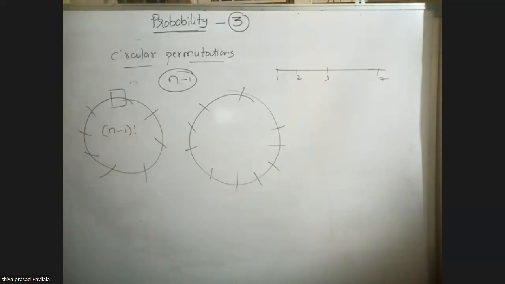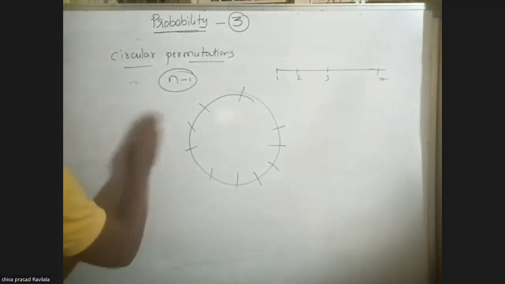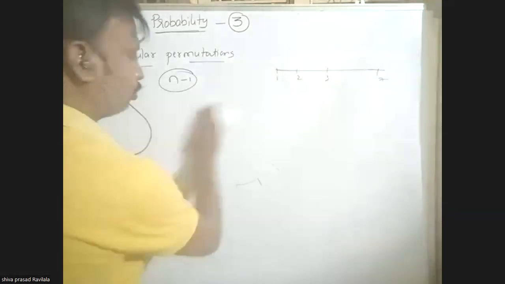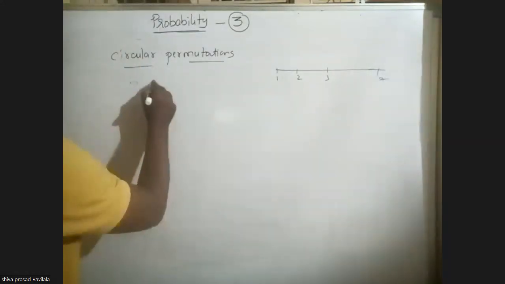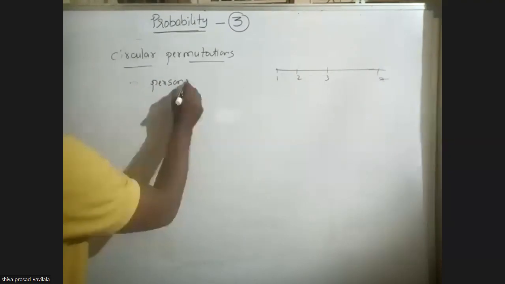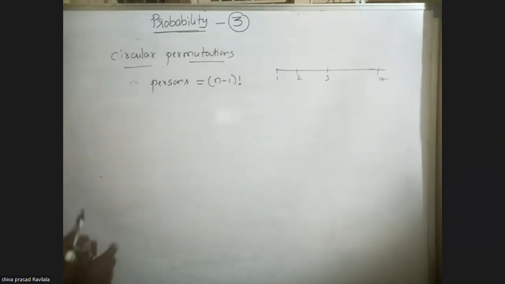The number of circular permutations of n dissimilar things is n minus 1 factorial. Simply, the number of ways of arranging n persons around a circle is n minus 1 factorial. First case: persons or things, in this case our formula is n minus 1 factorial.